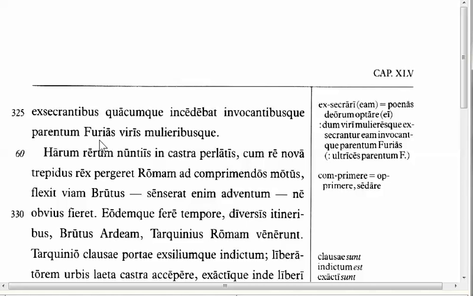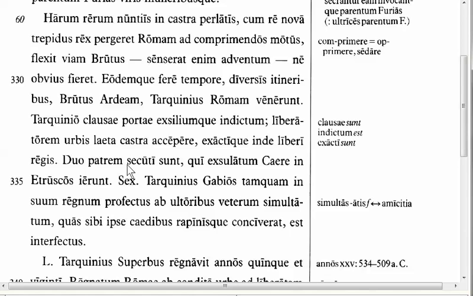Here we have duo patrem secuti sunt, qui exulatum caere in Etruscos ierunt. So the two sons followed their father, and they went into the land of the Etruscans, or into Etruria, to be exiles in Caere, a city in Etruria. So the new feature here is exulatum. This is our supine from exulare. To exulare means to be in exile. So here with the verb of motion, ierunt, they went, this shows purpose. They went, we've got the motion, to be exiles, exulatum. They went to be exiles in Caere.